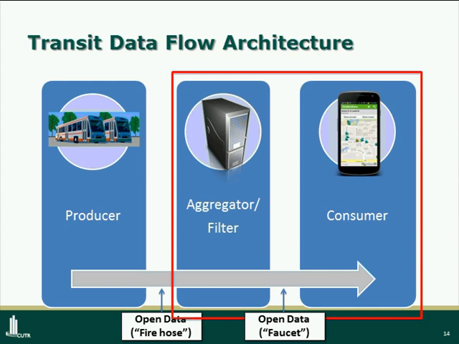So next we're going to look at the second two parts of the tier and the interface between those. This is the aggregator, filter, and the consumer. And the open data between these two is the magnitude of the faucet. So this is the scaled down information that's relevant for just a few different stops or routes.